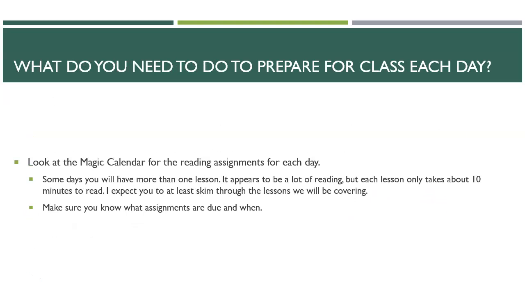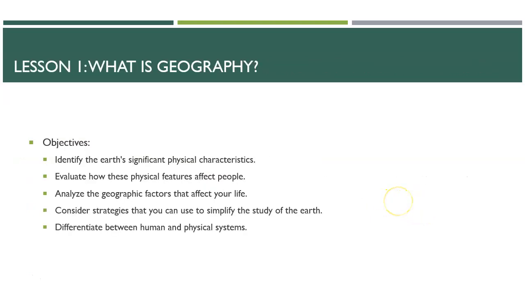What do you need to do to make sure you're prepared for each class? Make sure you're checking your Magic Calendar for those reading assignments each day. But more importantly than that, make sure you are checking your Canvas calendar for any assignments that are due. Each of our lessons have a set of objectives. When we start with Unit 2, we'll not only have these objectives, but we'll also have our Georgia Standard.